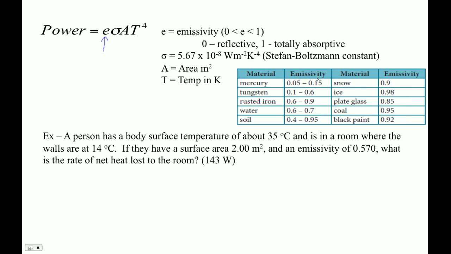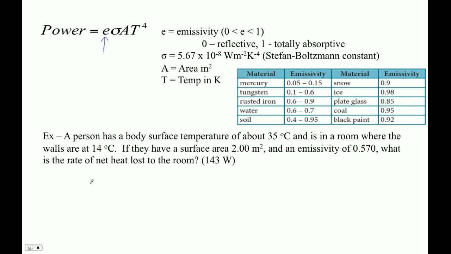Okay. And then let's see, a person has a body surface temperature of 35 Celsius and is in a room where the walls are at 14 Celsius. If they have a surface area of 2 square meters and an emissivity of 0.57, what is the net rate of heat lost to the room?